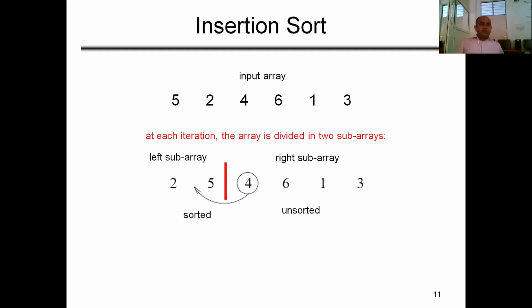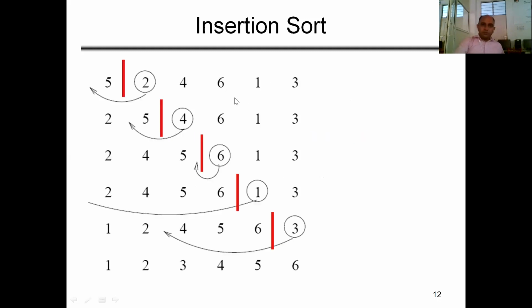We have to start from the first element. Suppose we have the input array at the first step, 5 2 4 6 1 3. If we divide the array in such a way that a single element is on the left side and the other n minus one elements are on the right side, we can say a single element is already sorted in the array. So we have to sort the remaining array elements, those are n minus one, and we have to insert these elements to the left side of the red line, that is the border line.